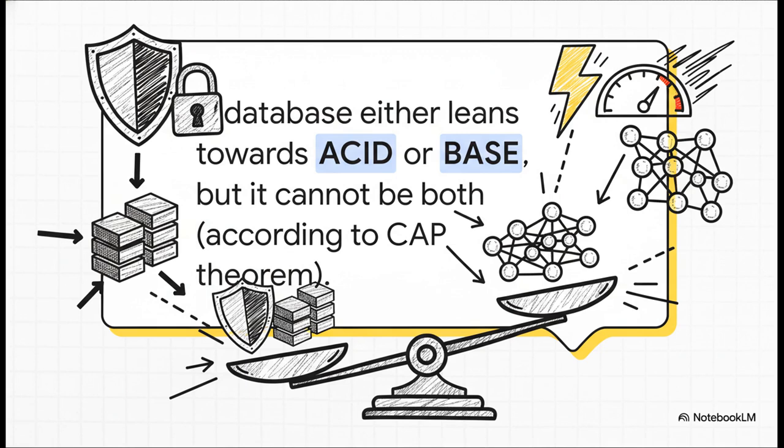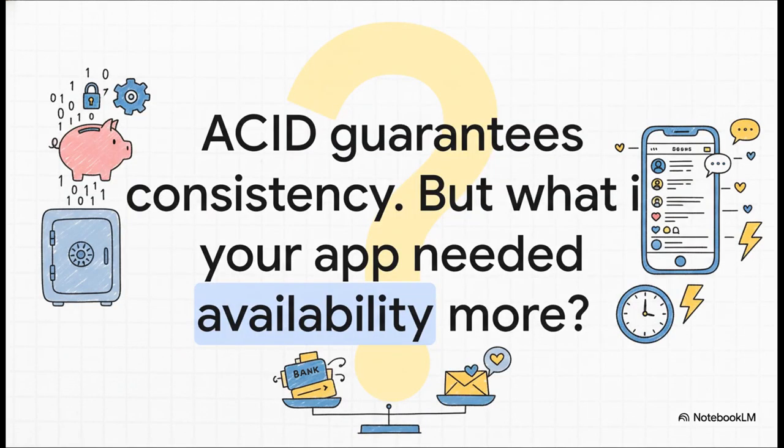It's a fundamental law of distributed systems, something called the CAP theorem. As this note from Wikipedia says, a database has to lean one way or the other. It can't be perfectly consistent and perfectly available at the same time during a network failure. You have to choose. So really, it all boils down to this.